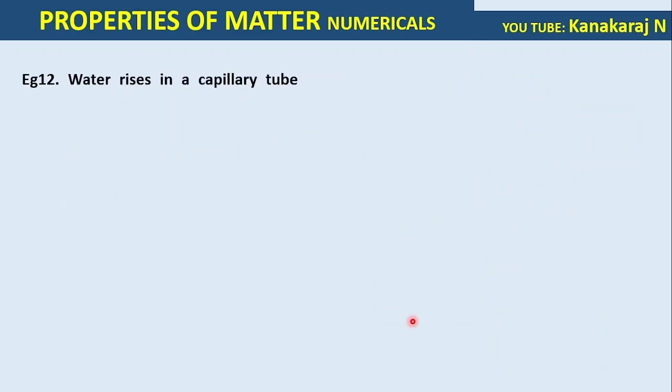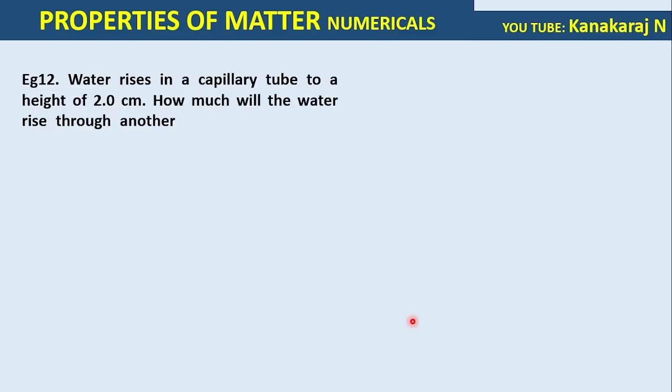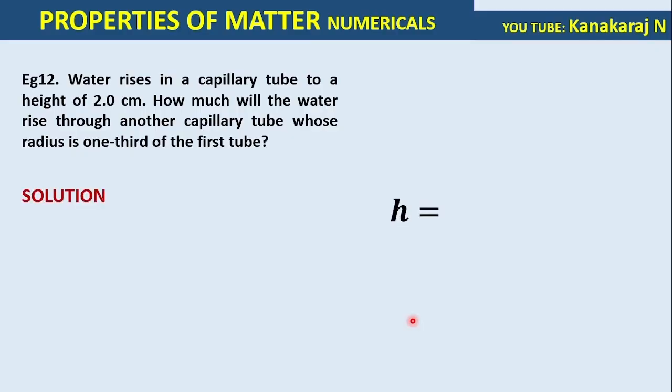Water rises in a capillary tube to a height of 2.0 centimeter. How much will the water rise in another capillary tube whose radius is 1/3 of the first tube? Good. The formula is h equals 2T cos theta upon rho g r.